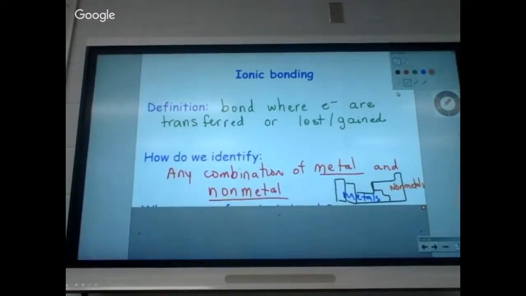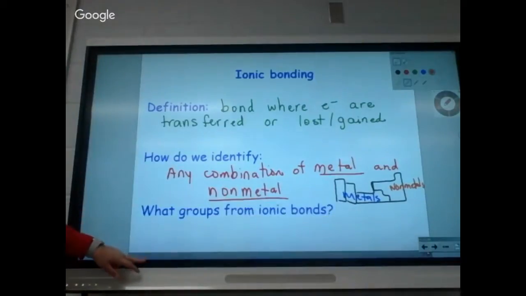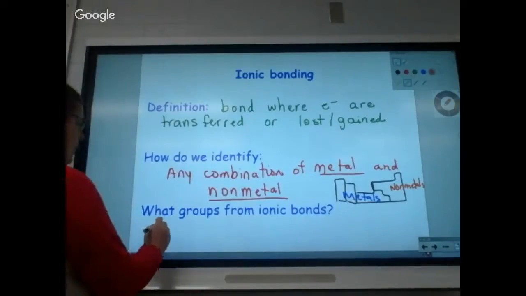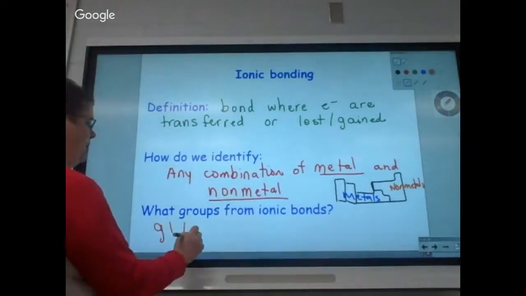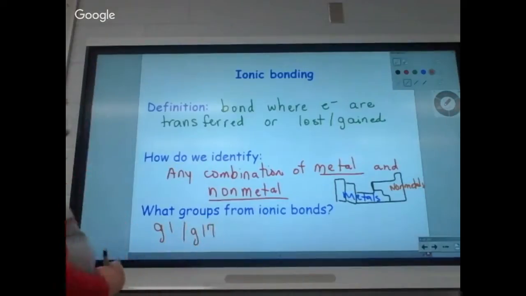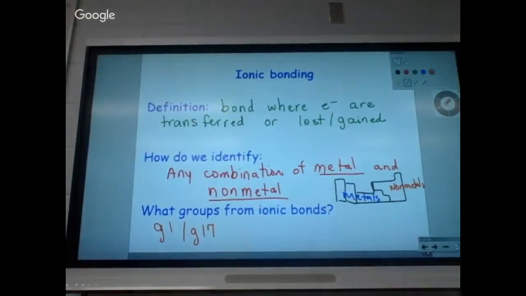Everybody there? All right, so what groups really like to form ionic bonds? Groups 1 and 17. Yes. Group 1 and group 17 love to form ionic bonds because group 1 needs to do what with its electron? Lose one. And group 17 needs to gain one. They form really stable compounds like table salt.